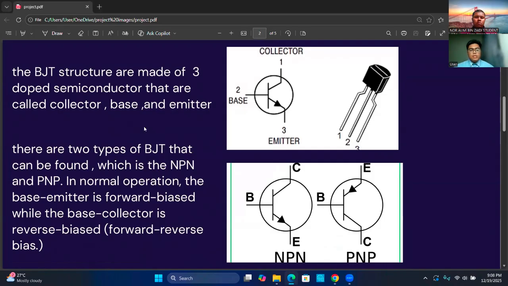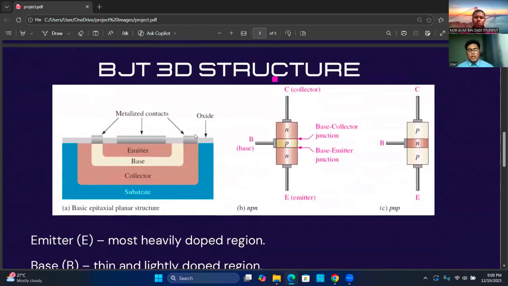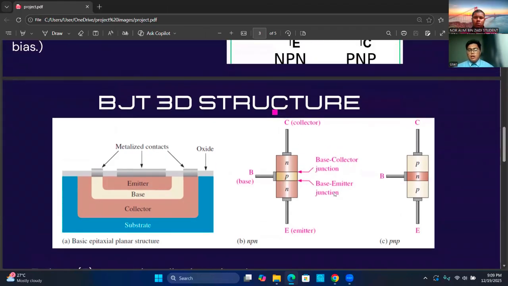There are two types of BJTs that can be found, which are the NPN and PNP. In normal operation, the base-emitter is forward biased, while the base-collector is reverse biased. This is called forward-reverse bias. The BJT 3D structure, as you can see here, consists of layers where the emitter is at the top, the base is in the middle, and the collector is underneath. We can also see the NPN and PNP are spaced differently.